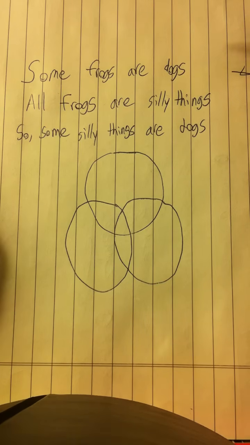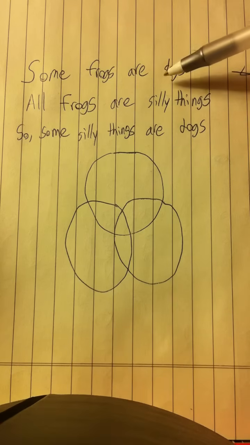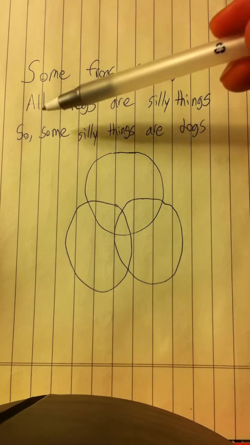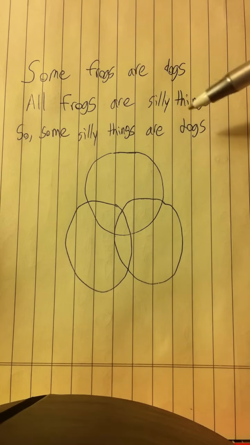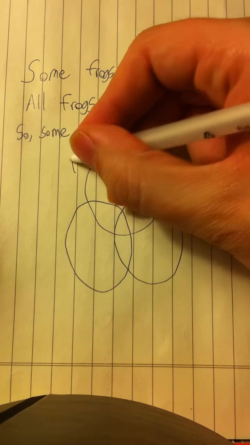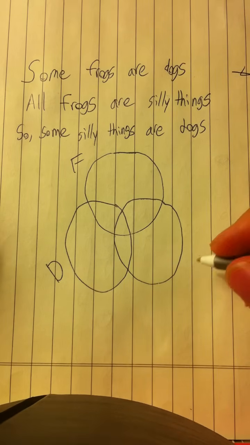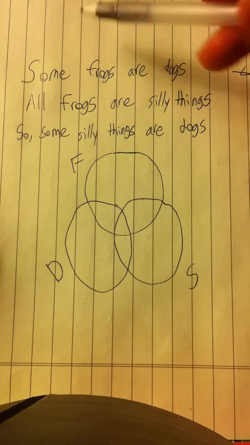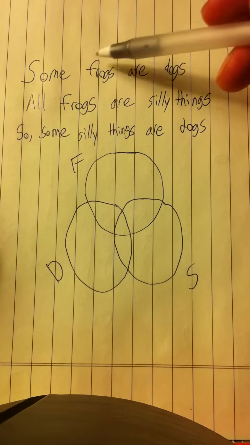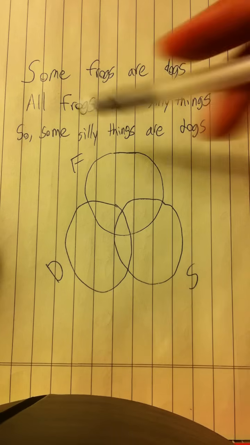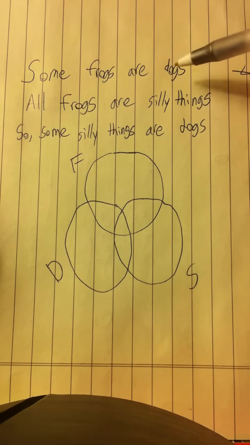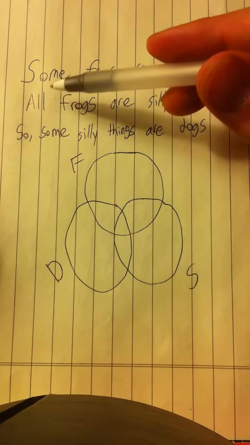So again, step 1 says graph the universal premise first. So in this case, it's not my first line that I graph first, it's my second line, because it's universal. All frogs are silly things. So I label my circles, so I'll make this one frogs, this one dogs, and this one silly things. So I'm looking only at frogs, right? Some frogs are dogs, right? Sorry, I don't look at that because that's the particular one. I look at the universal one first.